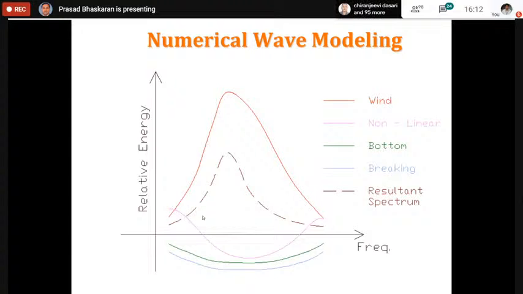Now, when I come into the shallow waters, then you have a bottom interaction, and then you have wave breaking. Both of these are again dissipative mechanisms. If I take the cumulative effect of all these processes that you see in this figure, you get the total energy of the wave system. The total energy of the wave system is integrated over all the frequencies, and from the total energy I can get the significant wave height, the average of the highest one third of the waves in the record. I can get the wave period, and I can get the wave direction.